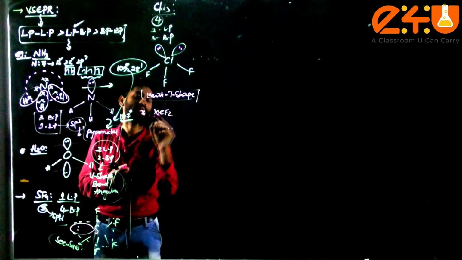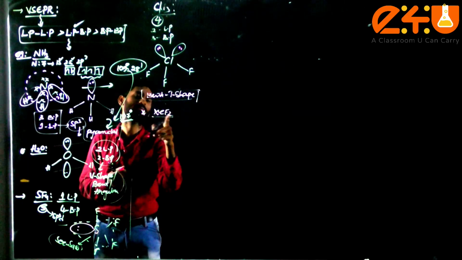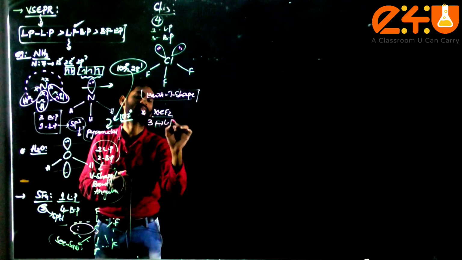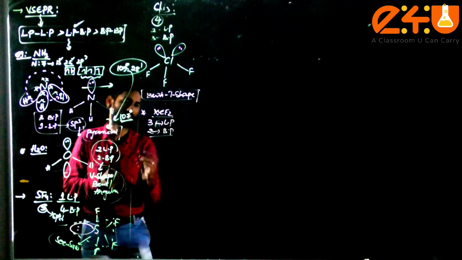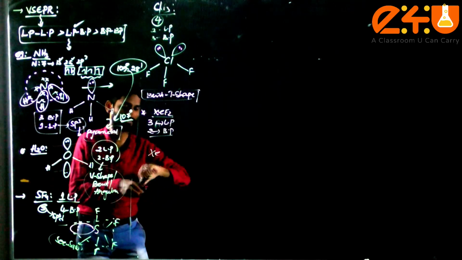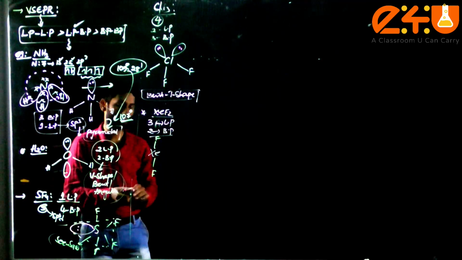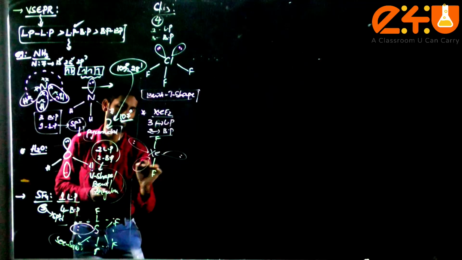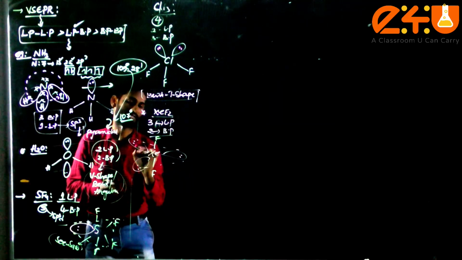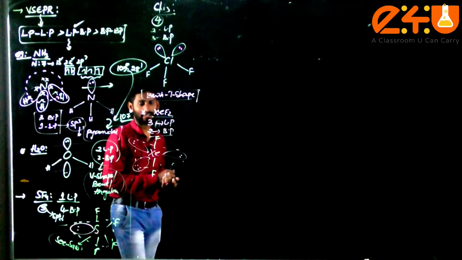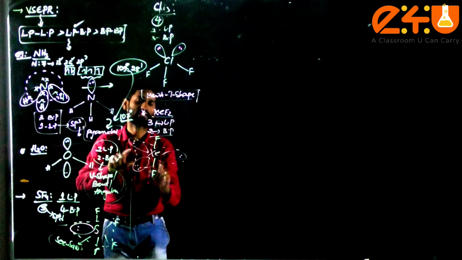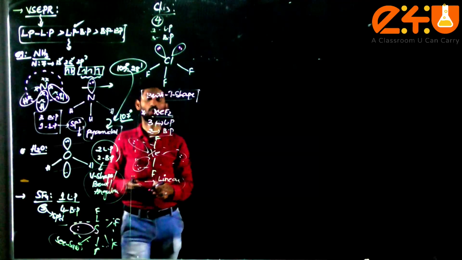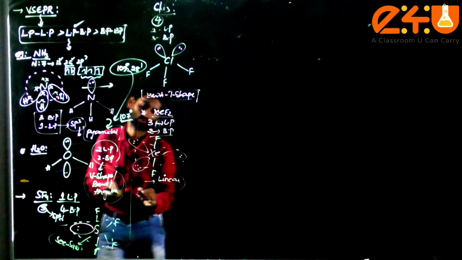Next comes XeF2. XeF2 has 8 valence electrons, 8 minus 2, that is 6, which means there are 3 lone pairs of electrons and 2 bond pairs. Then Xe, I am writing fluorine here and fluorine here, and I am taking 3 lone pairs of electrons here and 3 lone pairs here. Generally we can call this a distorted trigonal bipyramidal, but if you check the complete structure, this is linear geometry. XeF2 is linear geometry like this.